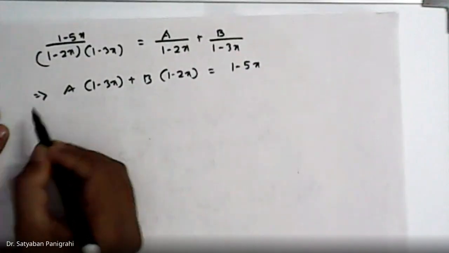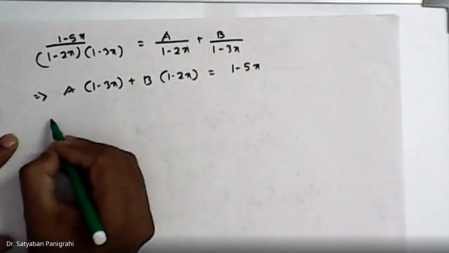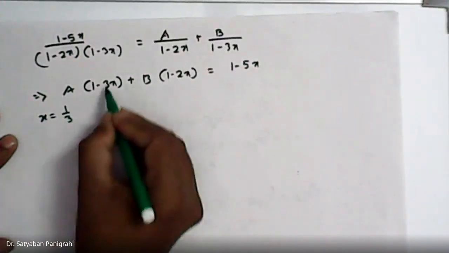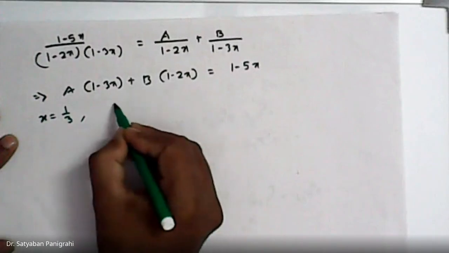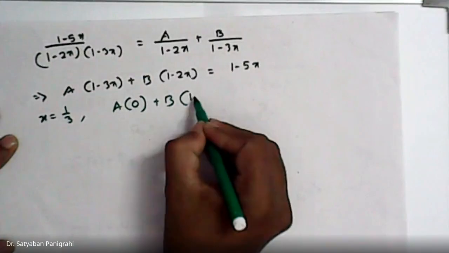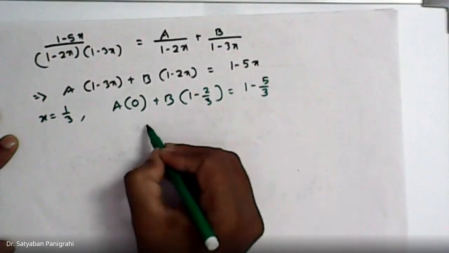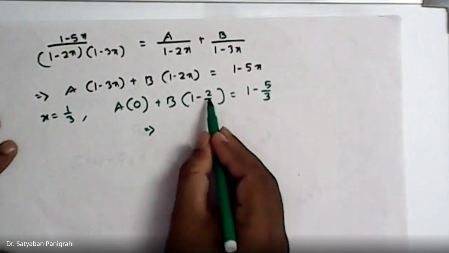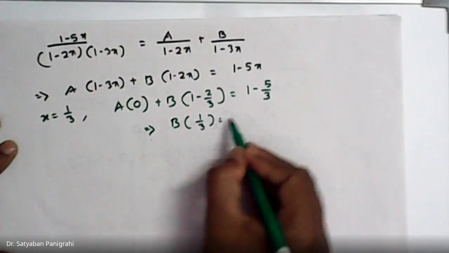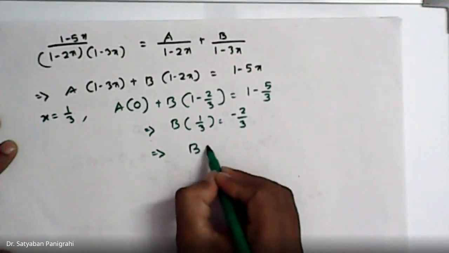Now when you put x equal to 1 by 3, A into this part gives 0 plus B into 1 minus 2 by 3 equal to 1 minus 5 by 3. So what can I say here? 3 minus 2, that is B into 1 by 3 equal to minus 2 by 3. So we have the B value as minus 2.